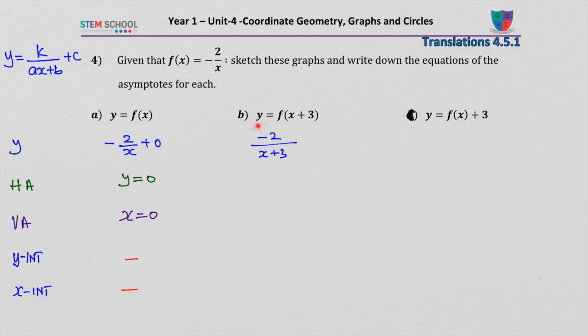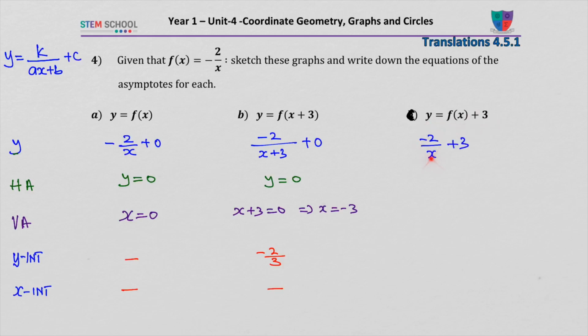For the b part, where y equals f of x plus 3, we've replaced x by x plus 3. So that's why we have minus 2 over x plus 3 plus 0. So that's y equal to 0. We have to set the denominator to 0. So therefore, x plus 3 equal to 0, x equals minus 3. For the y-intercept, when we put x equal to 0, y will be minus 2 over 3. For the x-intercept, we have to set y to 0. Again, that's the horizontal asymptote, so there is no x-intercept.